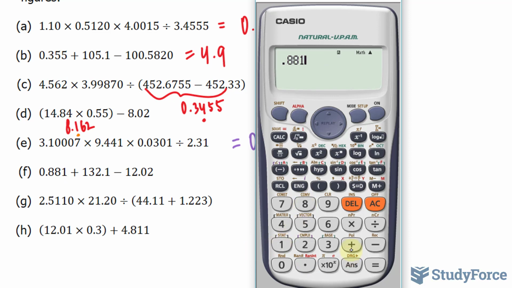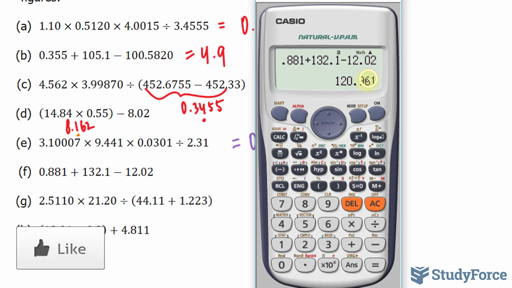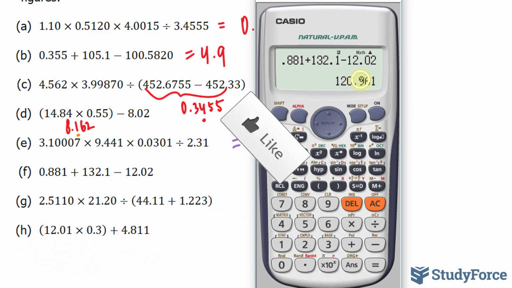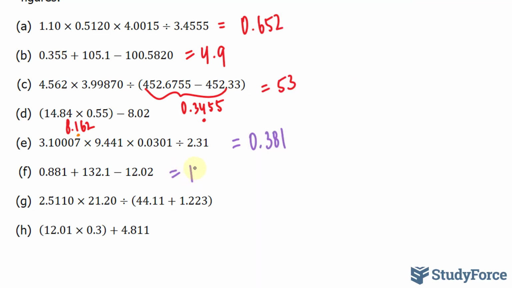0.881, we're adding this, plus 132.1 minus 12.02 gives us the answer of 120.961. Remember, your final answer needs to have 1 significant figure after the decimal place. So our final answer should be 120 point, this 9 is retained, this 6 is discarded but it's greater than 5, so this 9 will go up, this becomes a 0, we end up with 121.0.